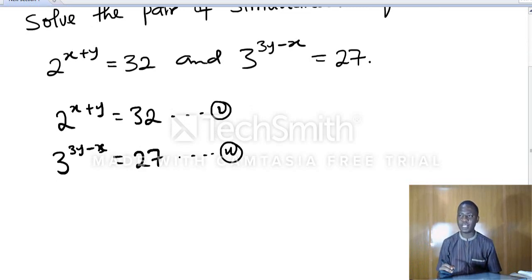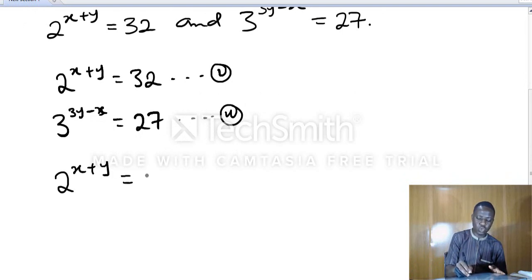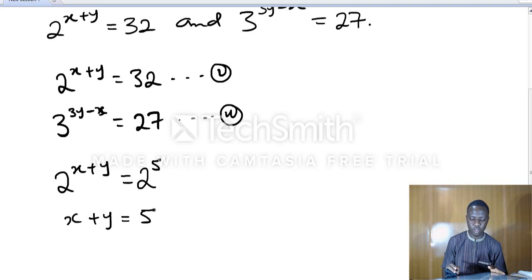So I'm going to apply so many techniques in solving this, not just normal, just that of indices and simultaneous equations. So equation 1 can be simplified to be 2 raised to power x plus y is equal to 2 raised to power 5 because 2 raised to power 5 is said to be 32. So for these two to be equal, it therefore means x plus y, which is the power, must be equal to 5. This is one of the laws of indices. So I'll call this equation 1.